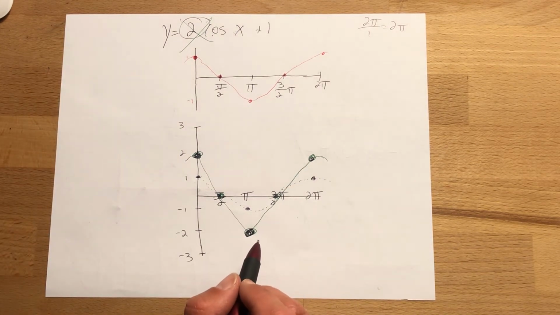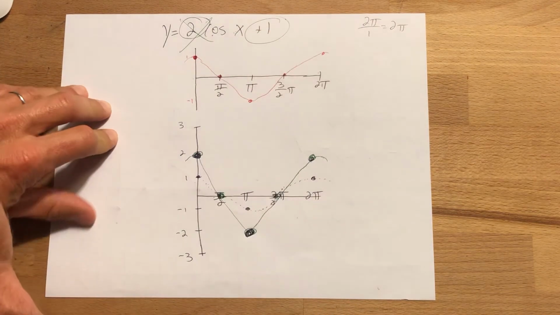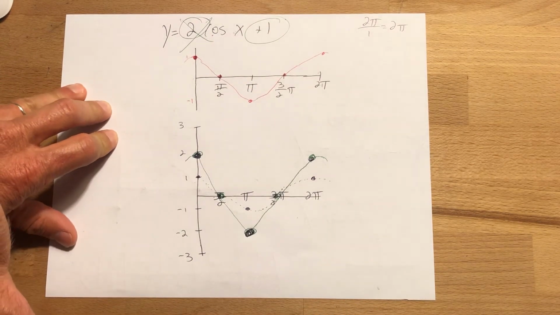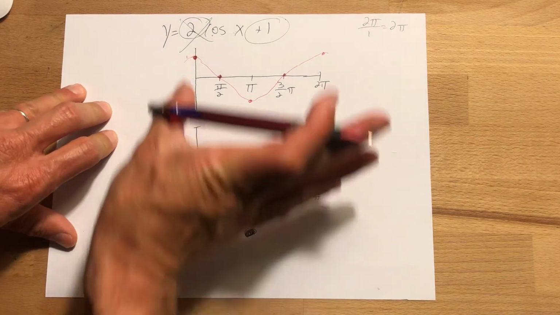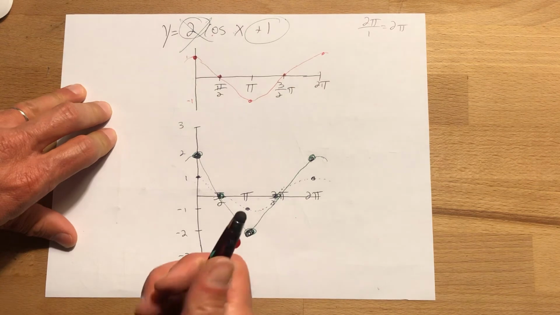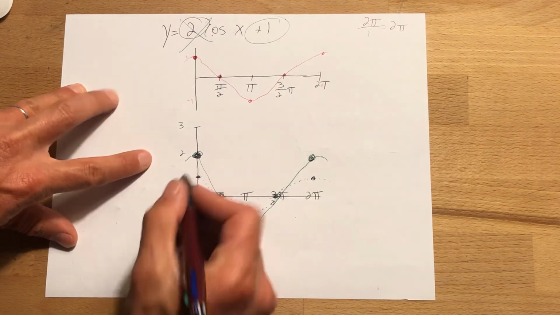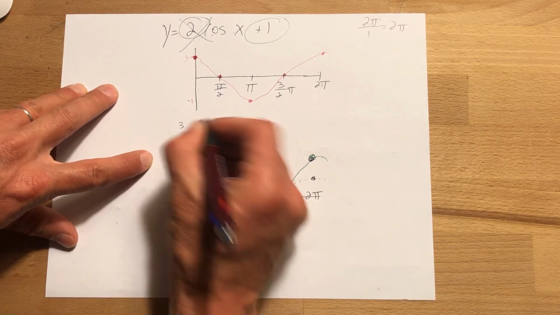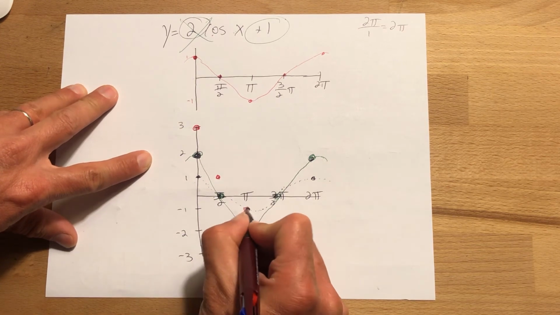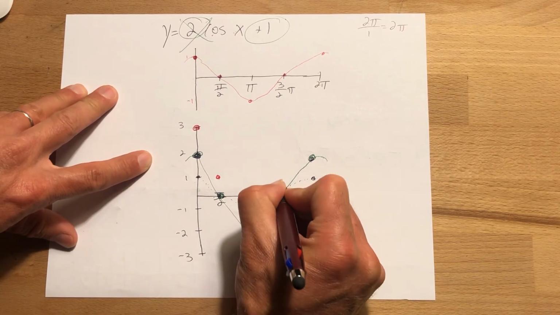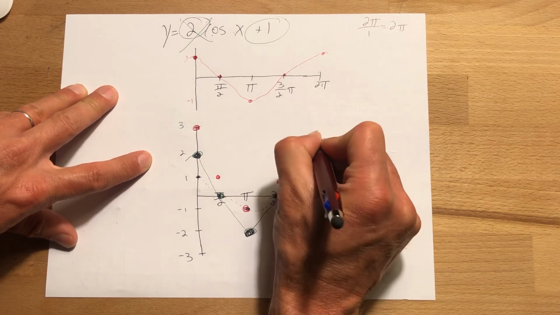Now what I'm going to do is this. I am going to shift this whole thing. See this +1? This is called a phase shift or a vertical slide. This whole graph is going up 1 unit. And this is going to be my final graph. So this point is going up here. This point is going up here. This point is going up here. This point is going up here. And this point is going up here.